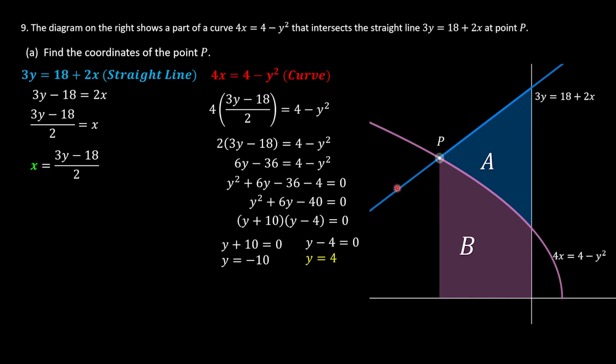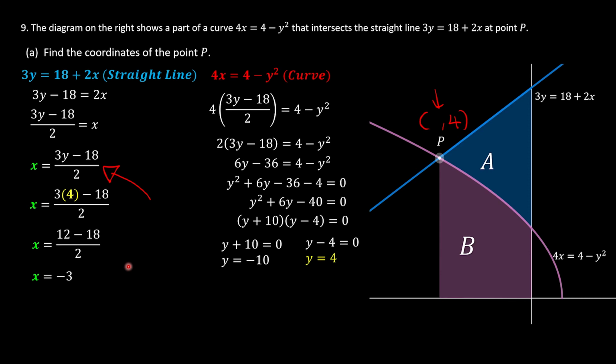We pick y equal to 4 because it is obvious that our point P is above the x-axis. It's in the positive y value region. Now we found the y coordinate for P, which is 4. How to find the x? Since this is simultaneous, we can substitute our y back into the equation that we found just now. So x is equal to (3 times 4 minus 18) over 2, because y equals 4. If you solve this, we find that x is equal to negative 3. Then we can say that P has the coordinate of negative 3, 4. Then we are done for question A.